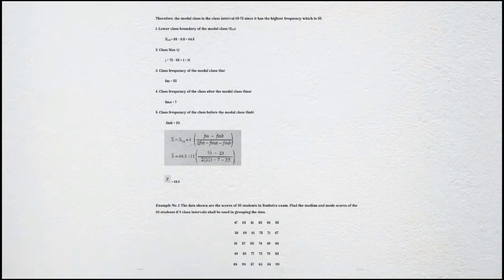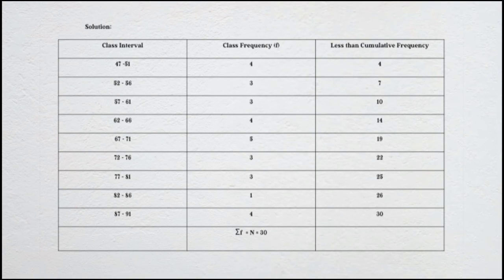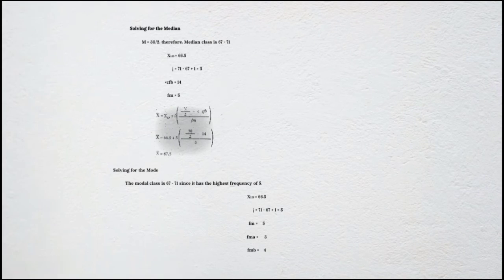Example number 1. The data shown are the scores of 30 students in a statistics exam. Find the median and the mode of the scores of the 30 students. Nine class intervals shall be used in grouping the data. So we have the scores of the students here. Solution: construct a table for class interval, class frequency, and less than cumulative frequency. Let's solve for the median.